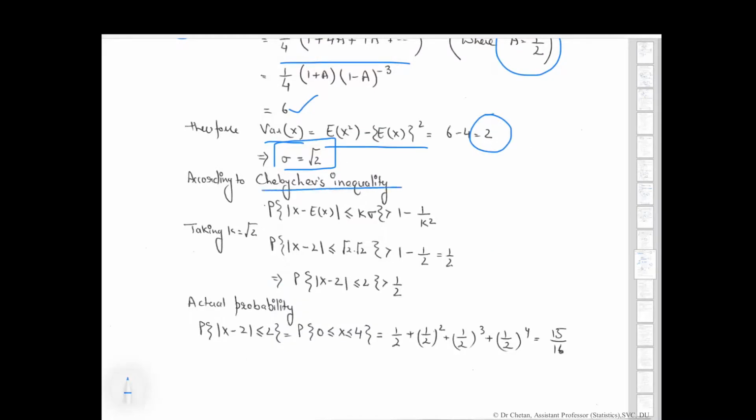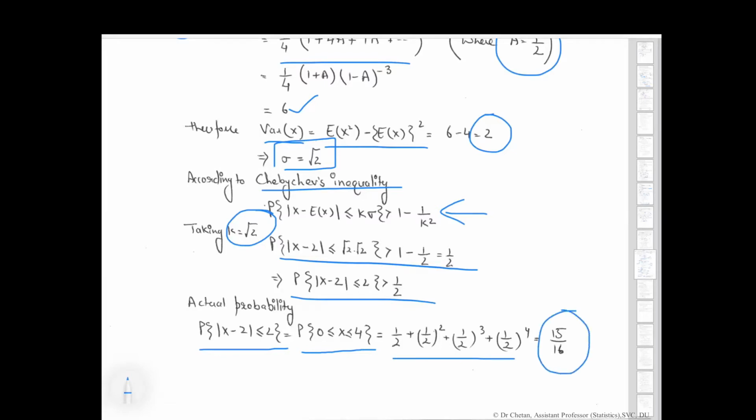According to the Chebychev inequality, we have this. Now, taking the value of k equal to the square root of 2, we will get this, or we will get this. Actual probability: the probability of mod of x minus 2 less than 2 is equal to the probability of x lying between 0 and 4, which is given by this, which is equal to 15 by 16.